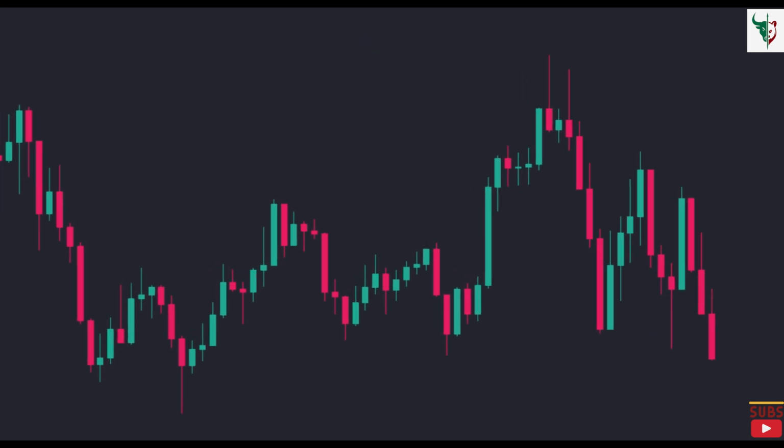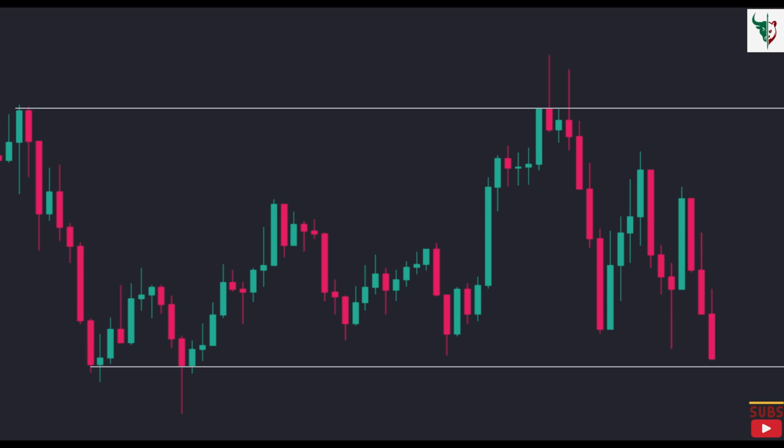Now, how do we draw them correctly? It's very simple. Find 2 or more lows for support, or 2 or more highs for resistance. If price touches that same level again and again, that line becomes stronger. The more touches, the more power that support or resistance level holds.